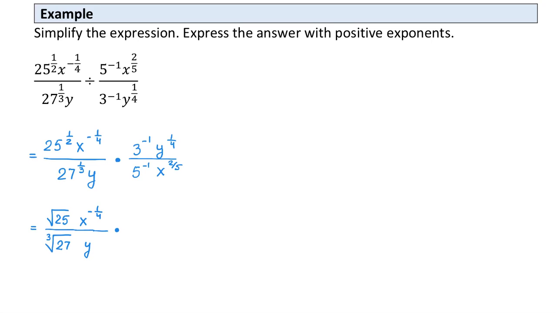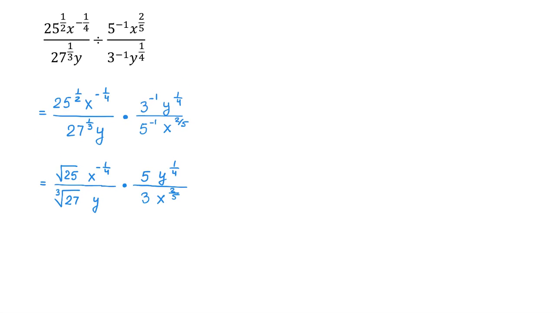Then in the second fraction, we will have 5 to positive 1, which is just 5, and then let's write y to the power of 1 over 4, and in the denominator we will have 3, and then x to the power of 2 over 5. Then square root of 25 is 5, x to the power of negative 1 over 4, over cube root of 27 is 3, y, and the second fraction we will bring down as it is.